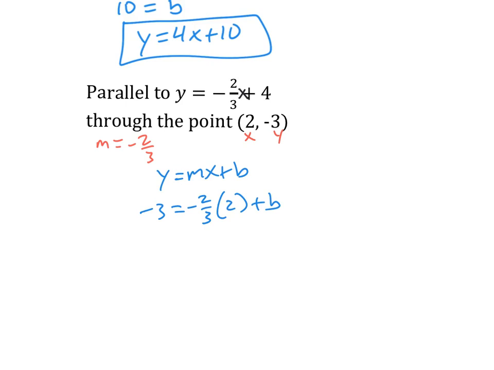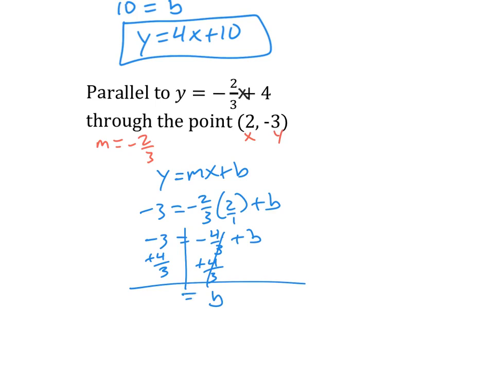Okay, now negative 2/3 times 2, that's going to be, well, this is really 2 over 1, so we'll multiply across. That gives me negative 4/3 plus b. Okay, and now I need to add 4/3 to both sides here. Okay, I know you might be tempted to use your calculator here, but I'm going to remind us how to add fractions without using our calculator.